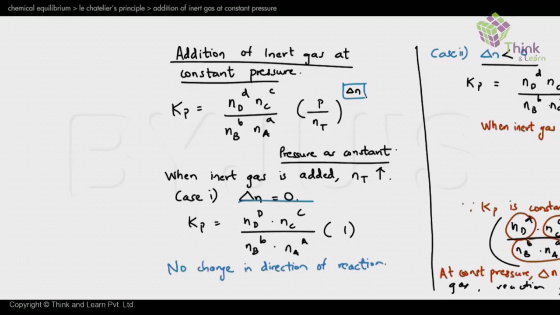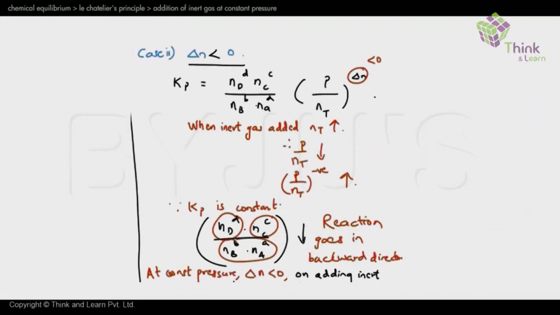Now if delta N is equal to 0, then Kp is basically equal to Nd raised to D into Nc raised to C divided by Nb raised to B and Na raised to A, the whole into 1, because delta N is equal to 0. So hence, when delta N is equal to 0, addition of inert gas will not change the direction of equilibrium of the reaction. Next, let us look at delta N less than 0 at constant pressure.